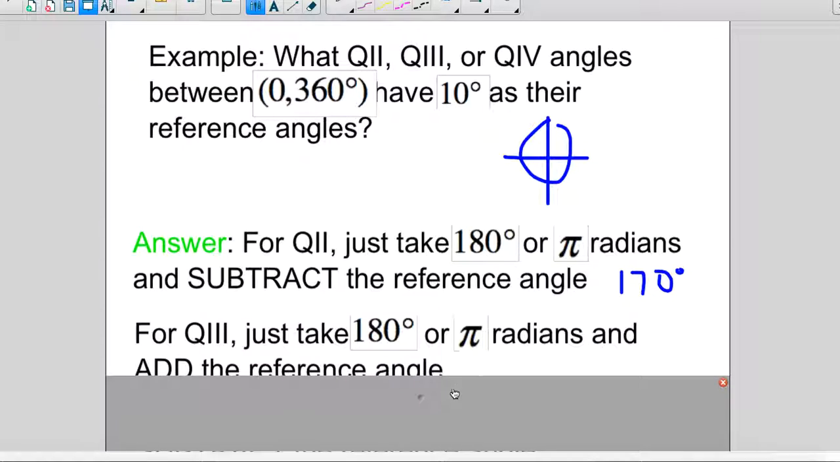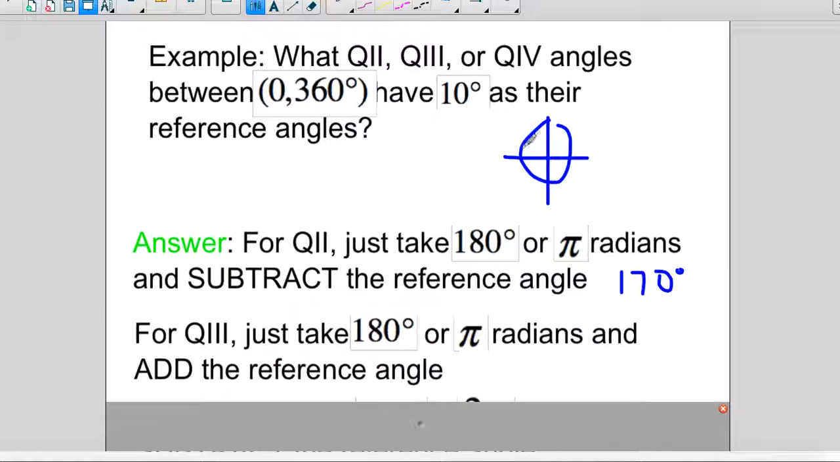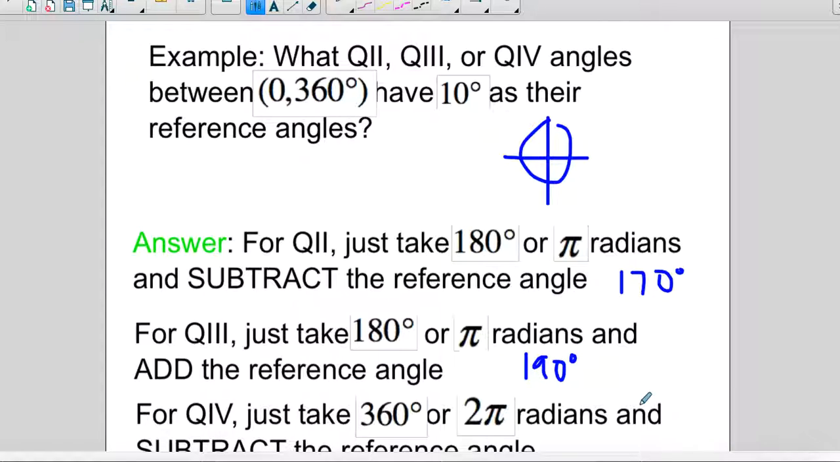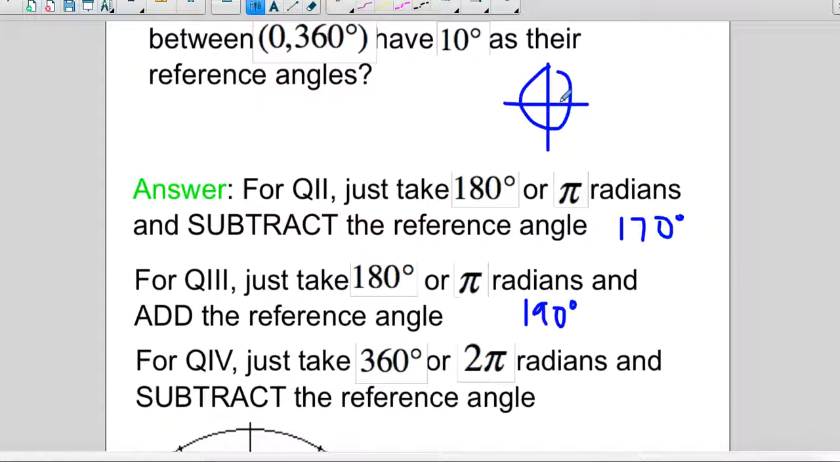For quadrant 3, you basically would do the same thing, start with 180, but then add that 10 degrees, and then you would create the same triangle, but now it would be in quadrant 3. So if we do 180 and add 10, we'd have 190 degrees, which also has 10 degrees as a reference angle. And then finally, for quadrant 4, we can take all the way around, take 360, and then just subtract off the reference angle, and then you would get the quadrant 4 spot.